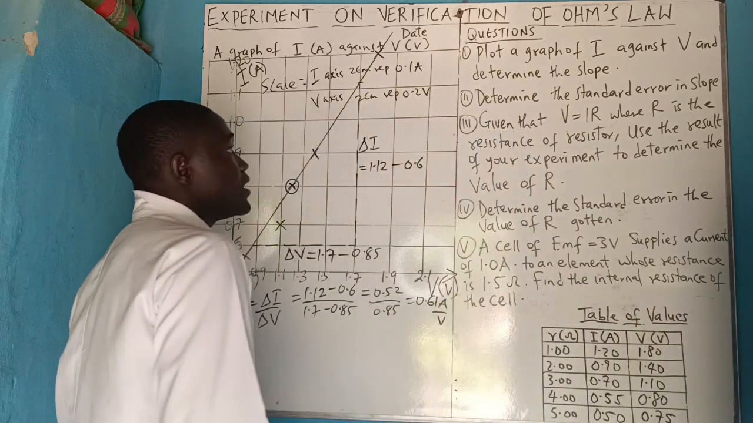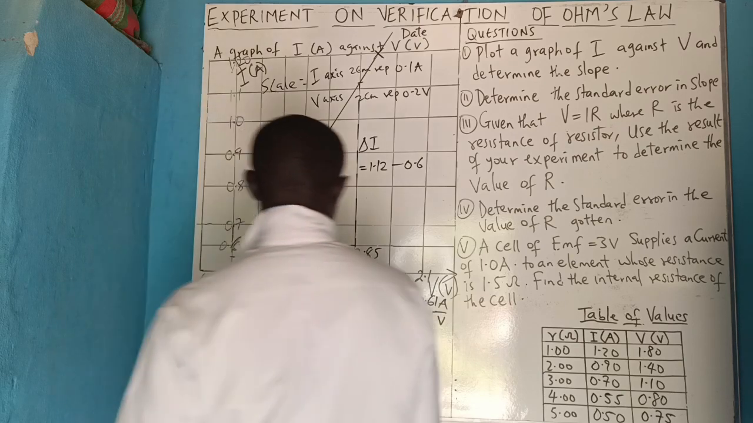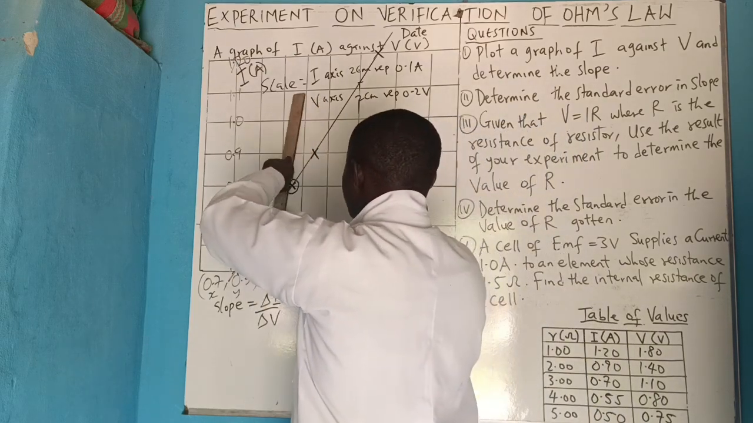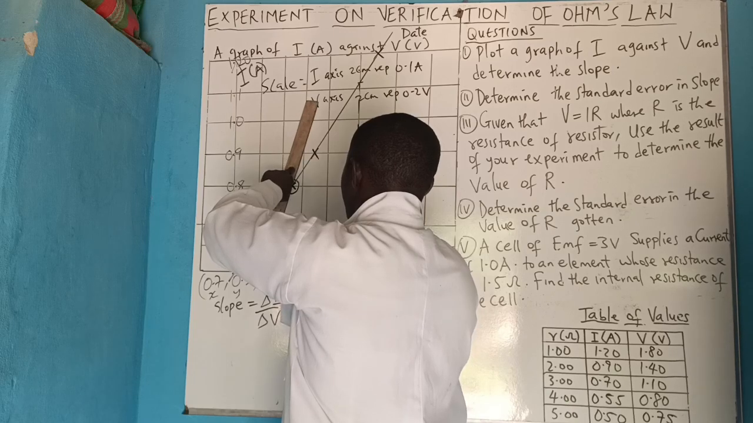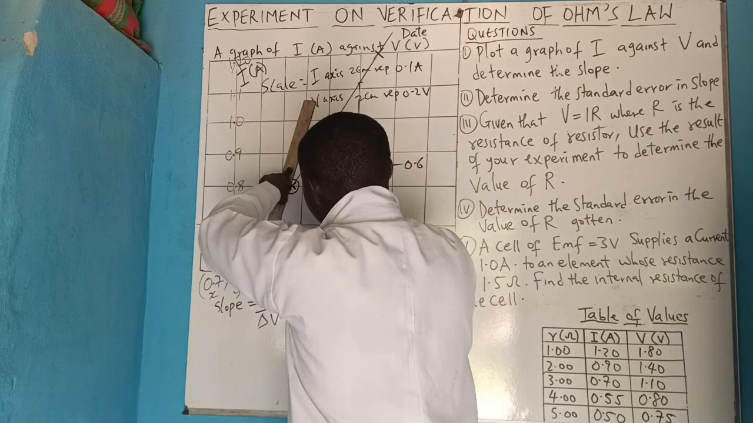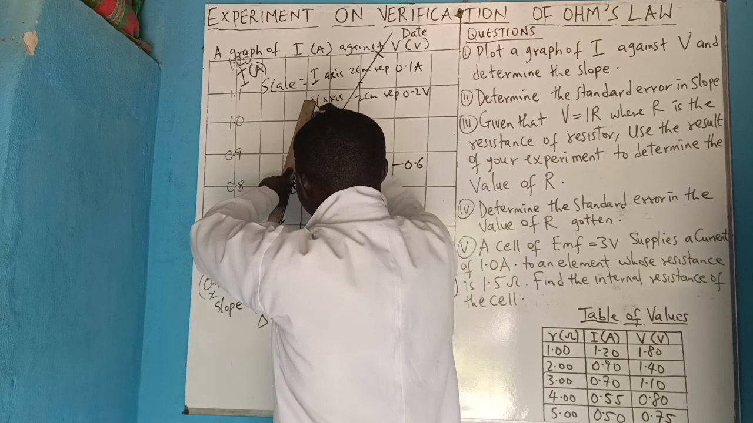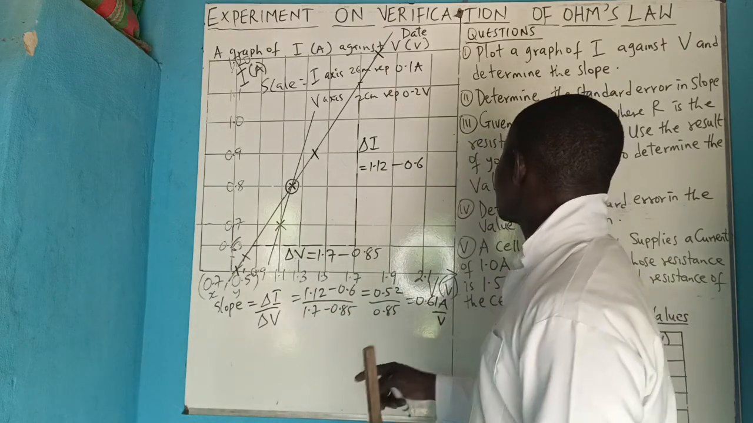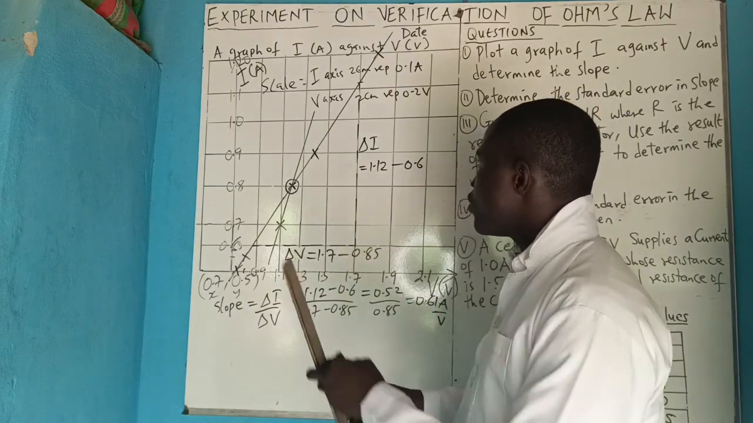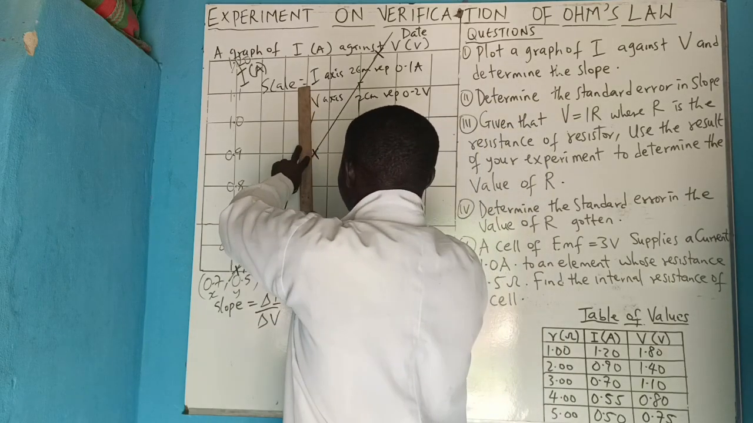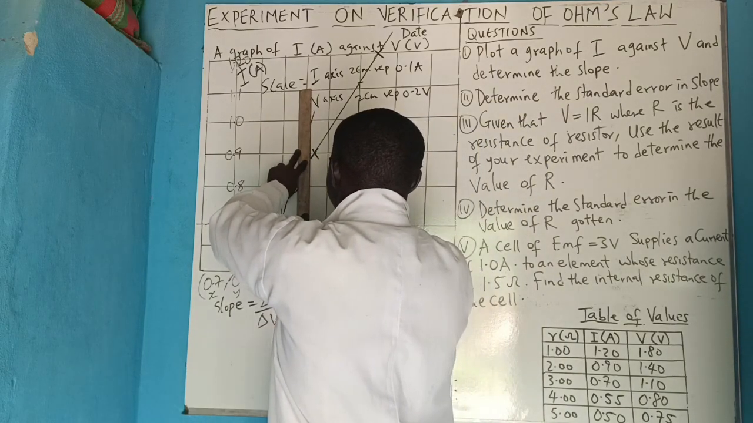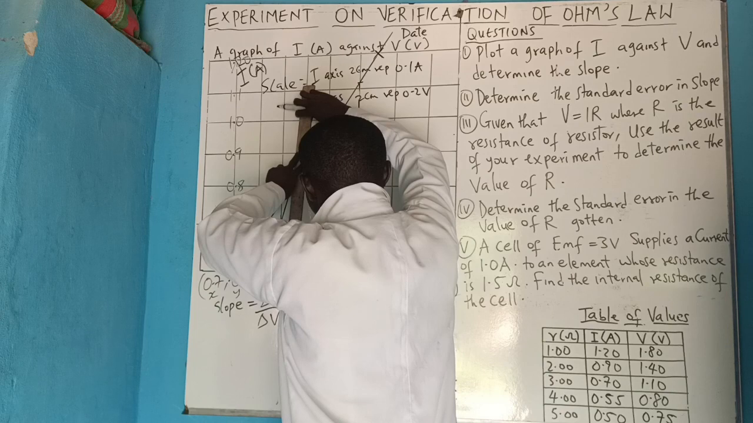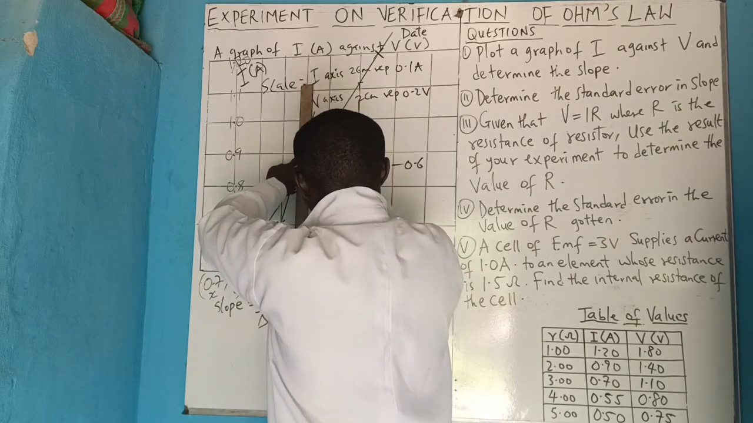They say find the standard error in the slope. To get the standard error in the slope, we take that point that falls out with the centroid. Watch it. Look at the point that falls out. We take it with the centroid, so that we get its slope.